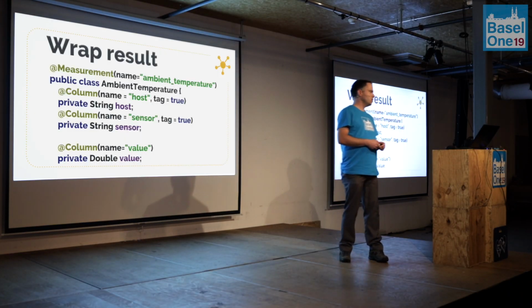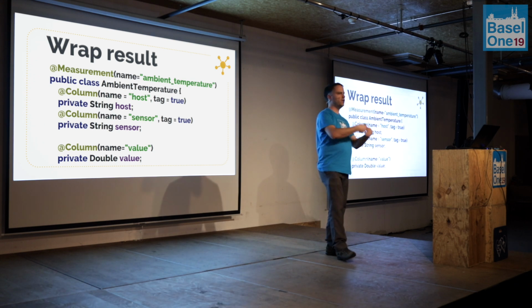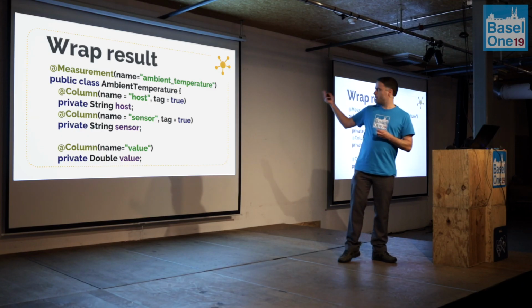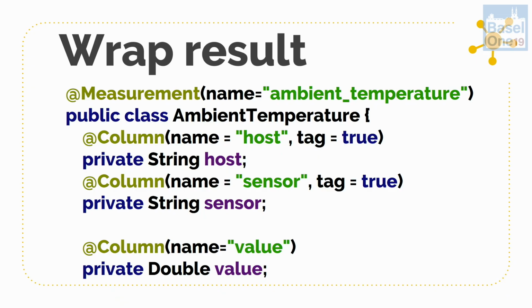Wrapping the results looks a bit like if you use JPA and you have entities. Basically, if you retrieve the data from the database, you store it in the entity, which is basically a Java class, and then you can use the getters on the class to retrieve the data. Wrapping the results in InfluxDB almost does the same thing. We specify a class where all the data will end up in. We say which measurement it is, in my case ambient temperature. I specify the different columns, and I specify if it's a tag or not. So this looks a bit like the entity in JPA.